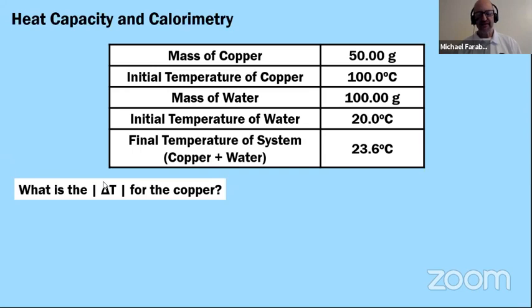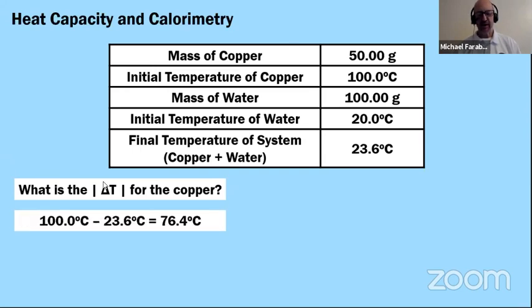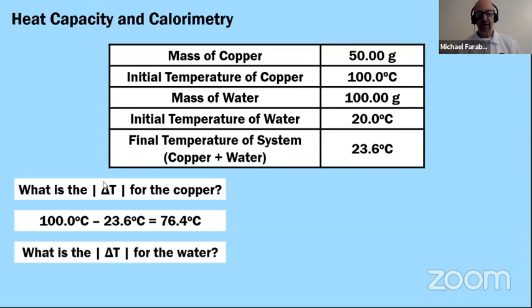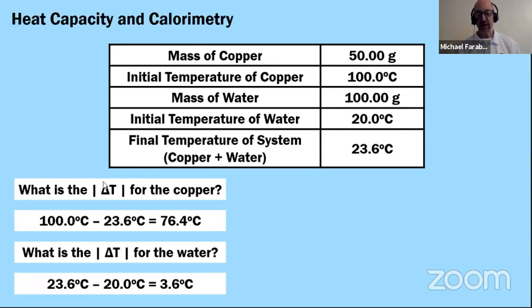Well, if you're looking at the data table, the math you're doing is 100 minus 23.6. So our delta T for the copper is 76.4 degrees Celsius. All right, what's the delta T for the water? The change in temperature, just the absolute value, the magnitude. Well, that's going to work out to be 23.6 minus 20, 3.6 degrees Celsius.